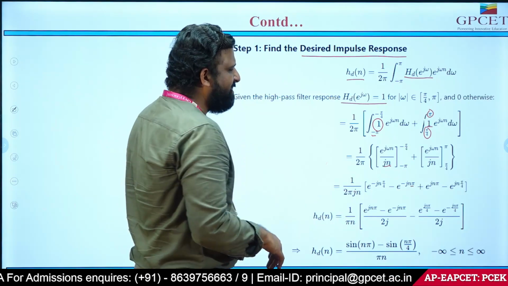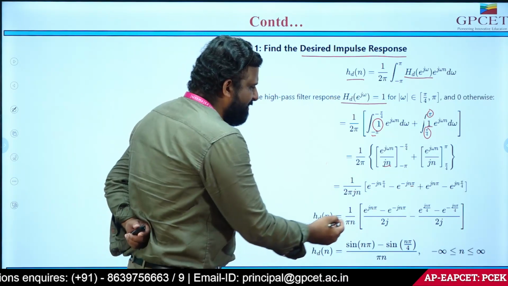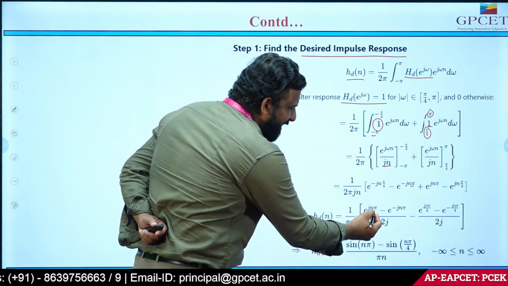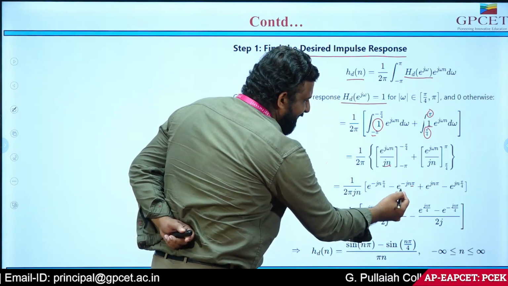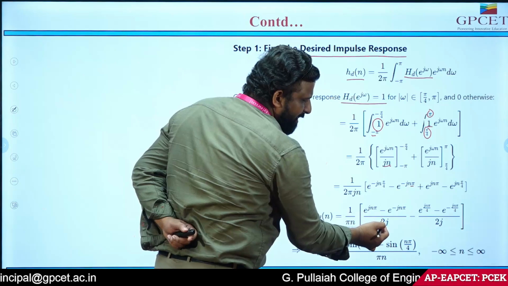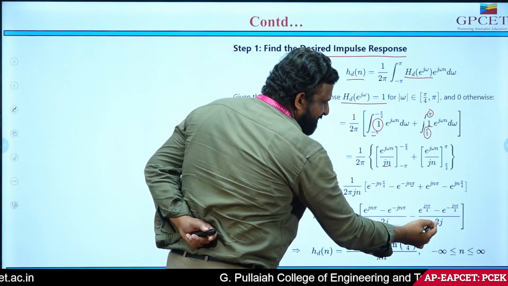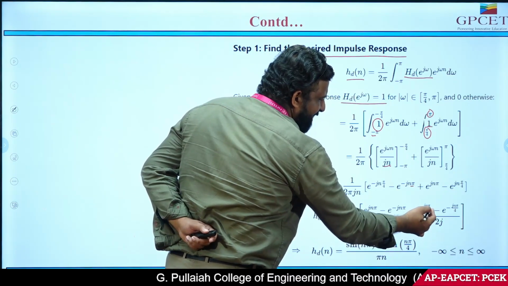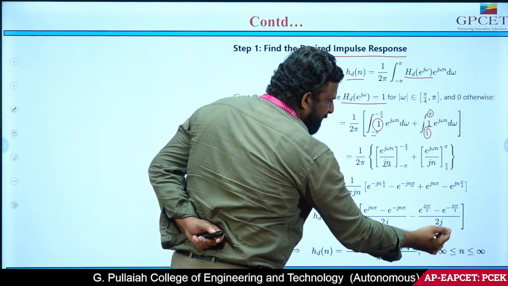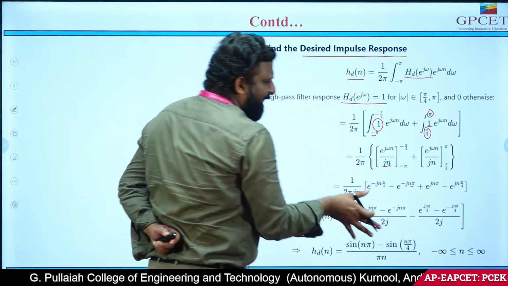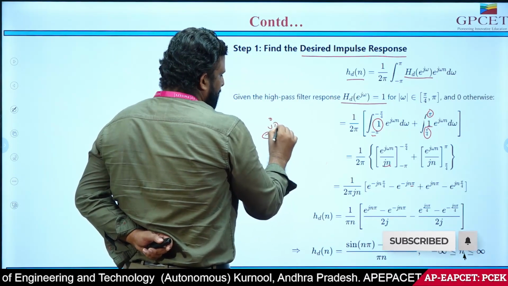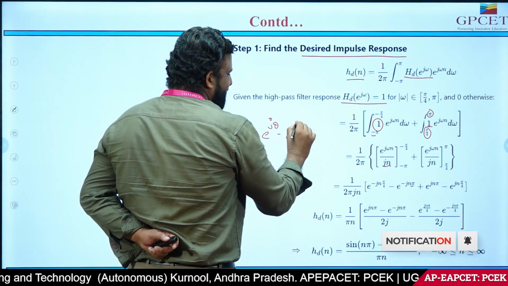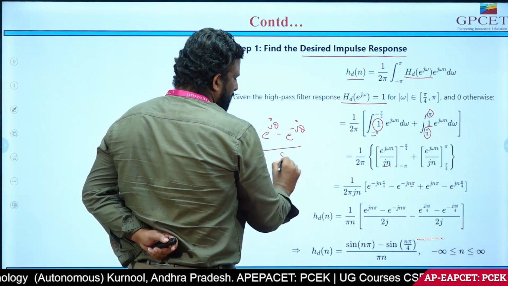Now I am rearranging this equation. Let's see here: e power j n pi minus e power minus j n pi is one parameter I have taken. Similarly, the second parameter is e power j n pi by 4 minus e power minus j n pi by 4. That means I have rearranged this equation in the form of e power j theta minus e power minus j theta divided by 2j.